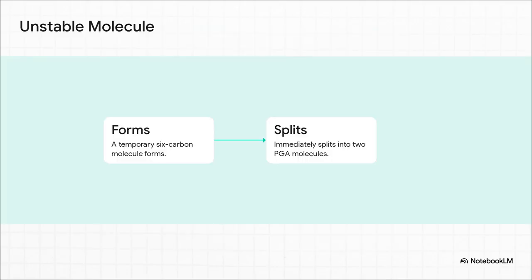When Rubisco helps carbon dioxide combine with RuBP, something very fleeting happens. A temporary 6-carbon molecule forms, but it is highly, highly unstable. Because it's so unstable, it almost immediately splits into two 3-carbon molecules called PGA, or 3-phosphoglycerate. And that split? That marks the successful completion of carbon fixation.